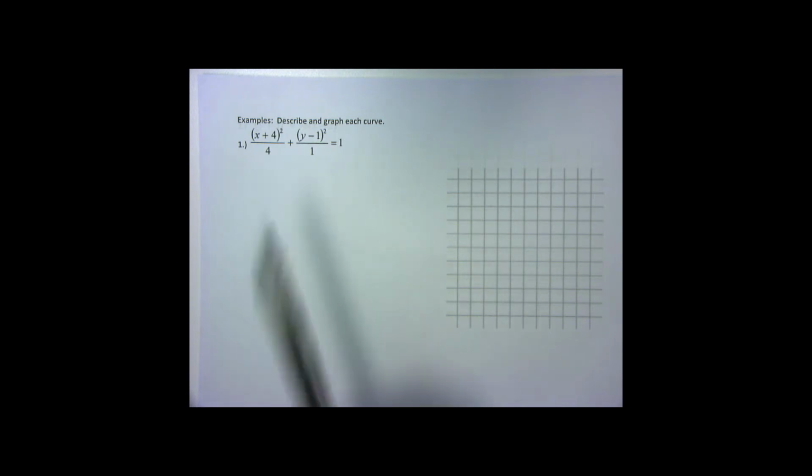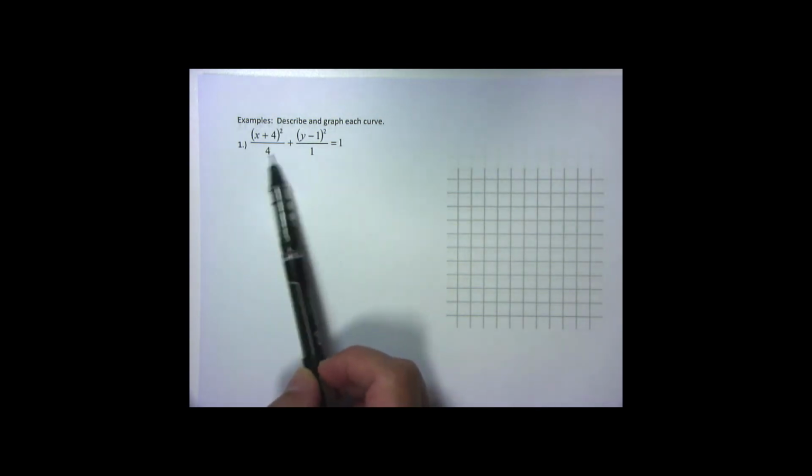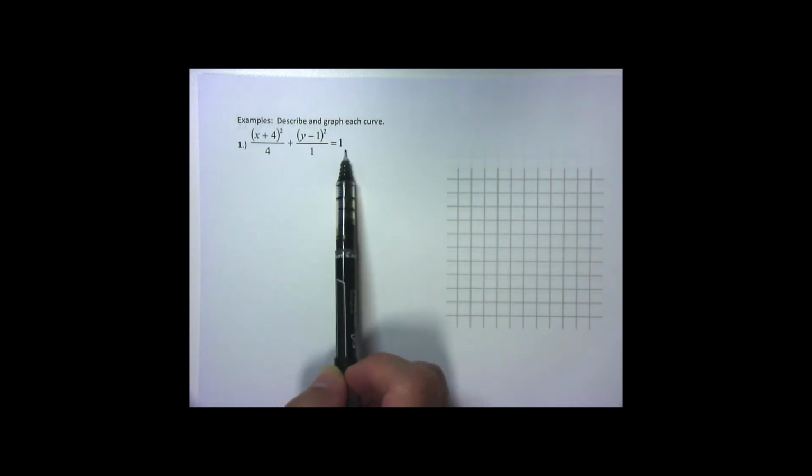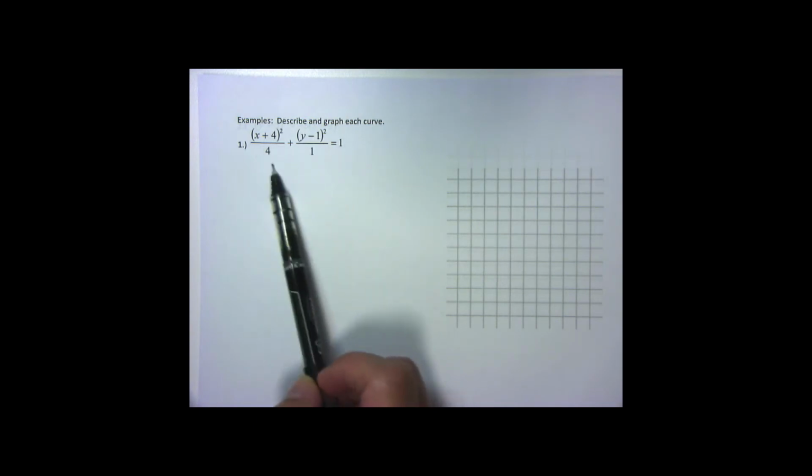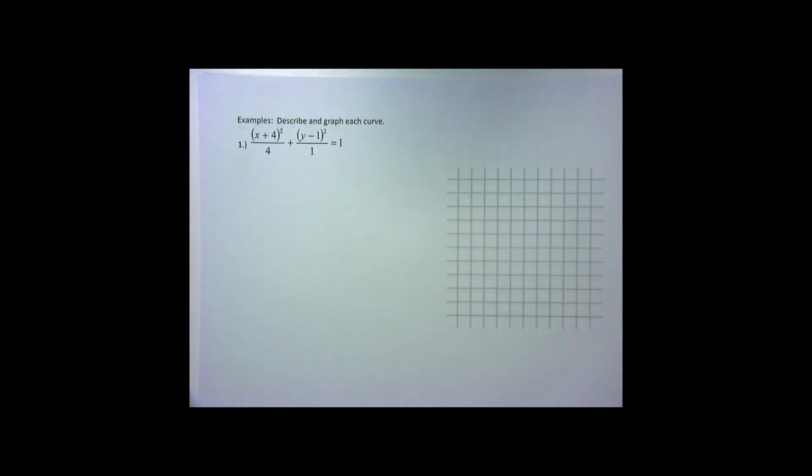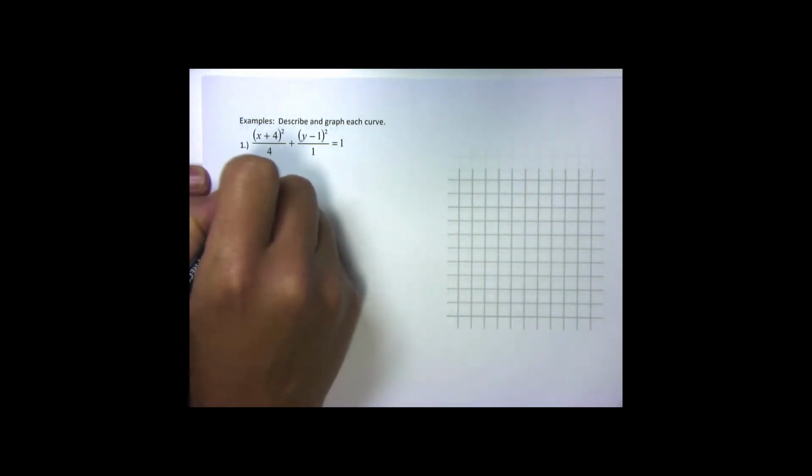All right, so what do you guys think? x squared over 4 plus y squared over 1 equals 1 would describe what kind of shape here? This is an ellipse, right? So number 1, part A, this is an ellipse. All right, B, let's go ahead and graph the curve.